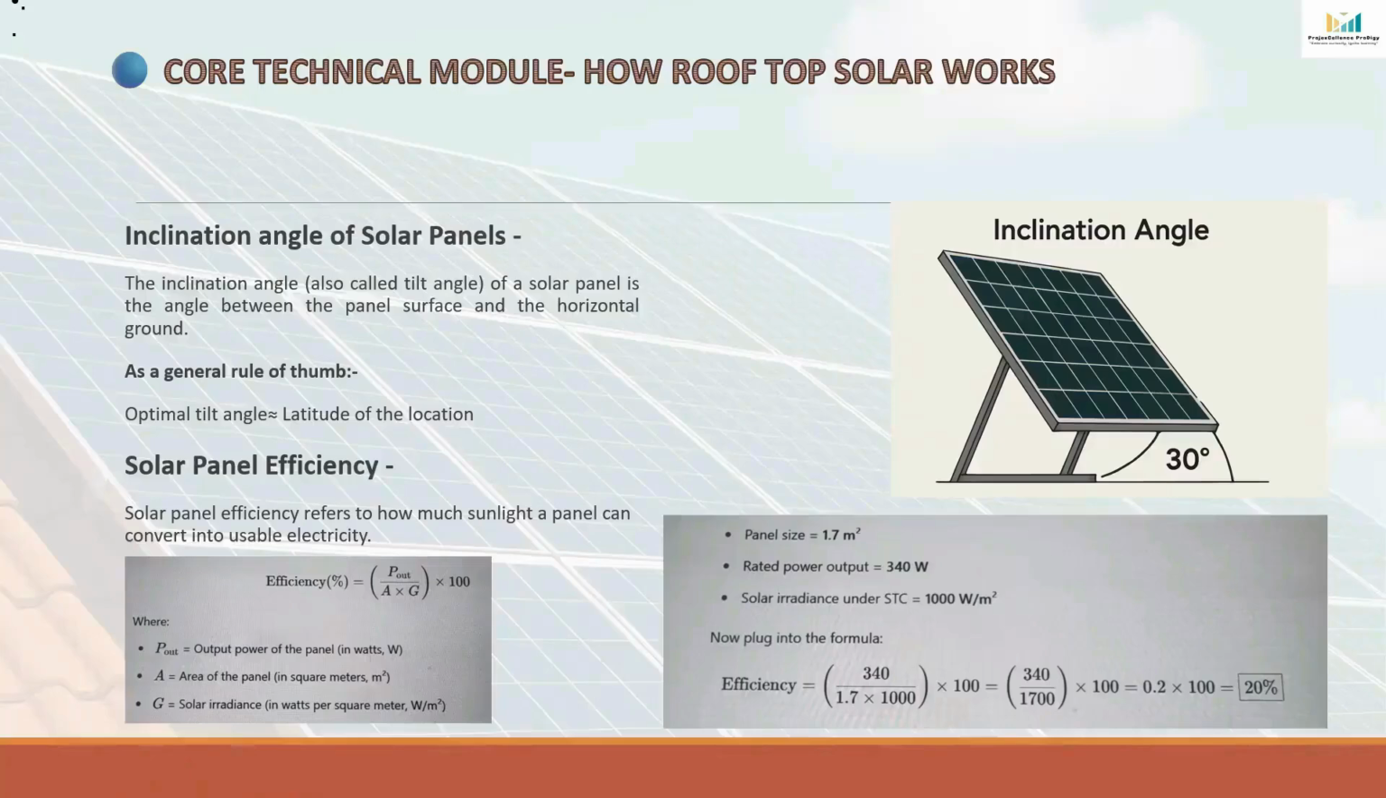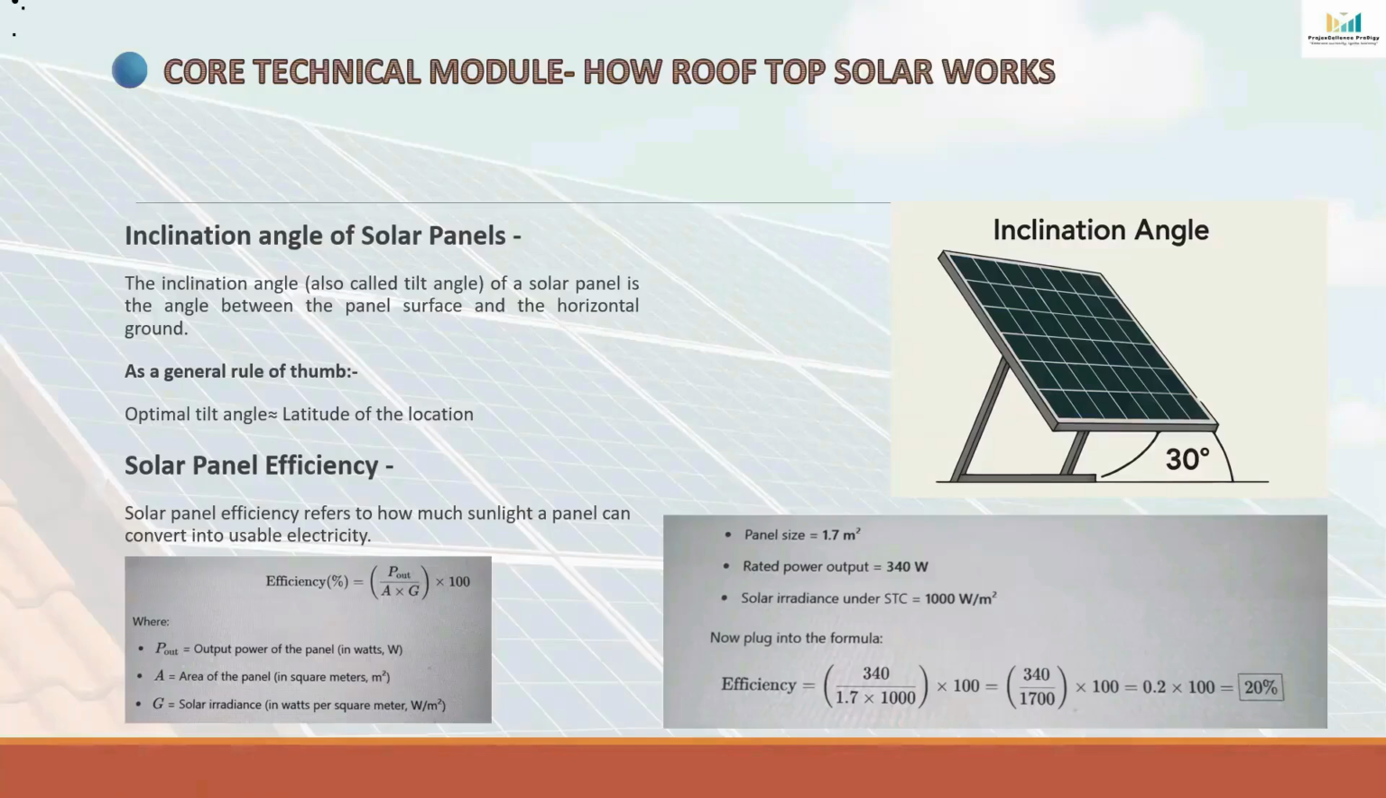But the sun's position changes with latitude. Near the equator, the sun is almost directly overhead at noon. So flat or gently tilted panels work best. As you move towards the poles, the sun appears lower in the sky. So panels need to tilt more upward to face the sun directly.